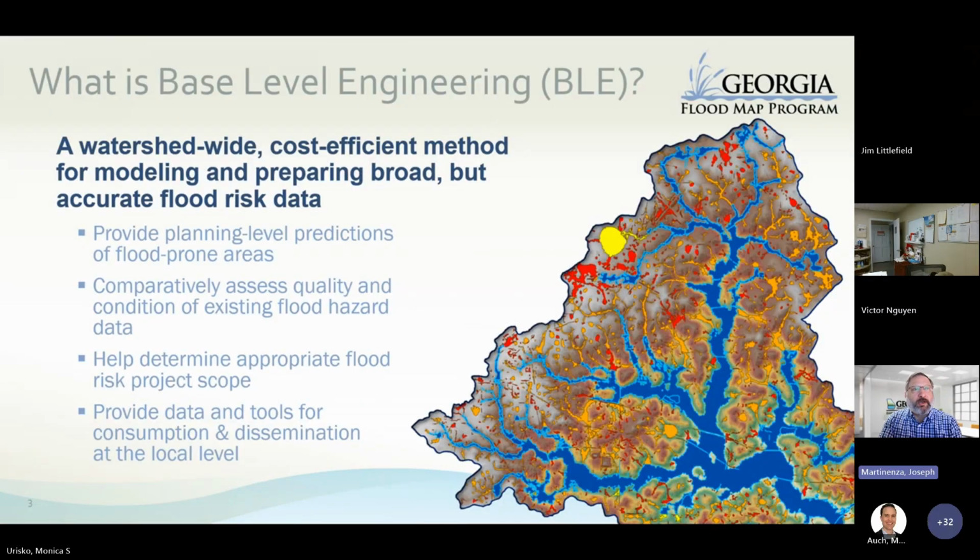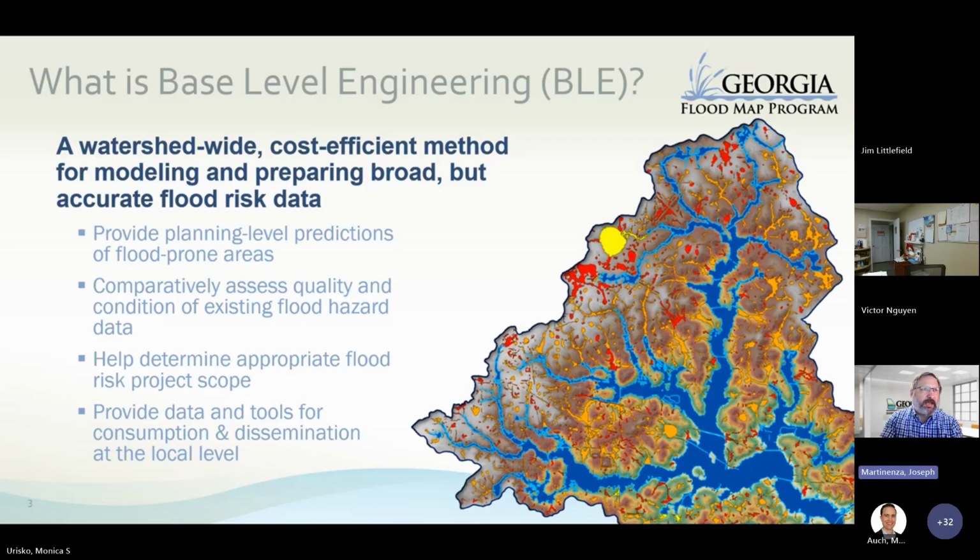So let's start with what is BLE. BLE is a watershed-wide modeling approach that we use to prepare broad and accurate floodplains. What it does is we use this data to do planning. So we'll do the engineering. We'll look and say, oh wow, the floodplains have changed a lot, based on our new LiDAR data and our new models. Therefore, we probably want to do a flood study down the road and redo your map.